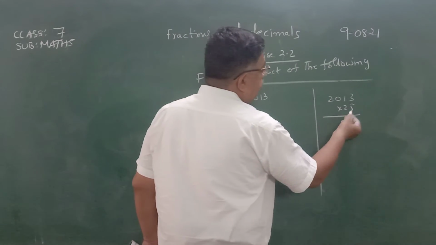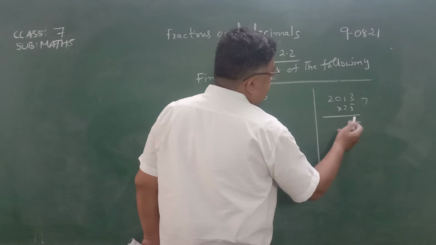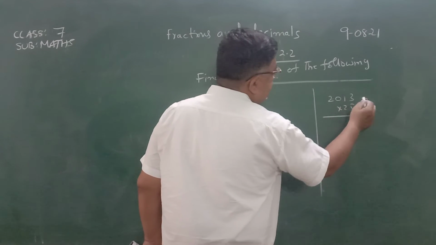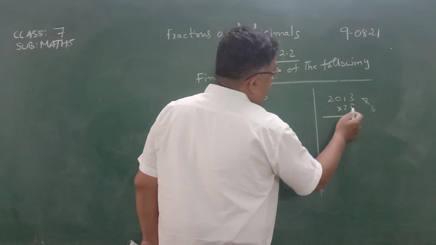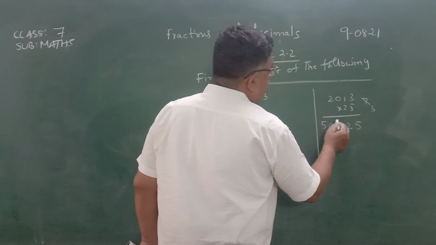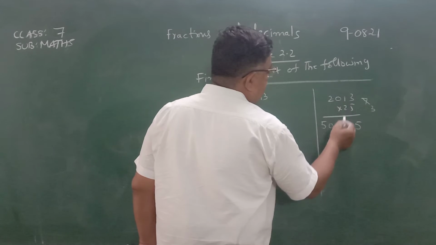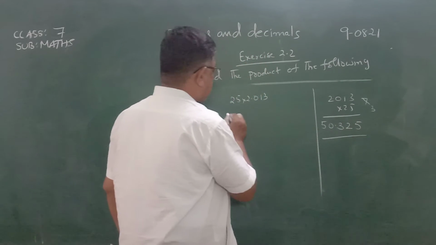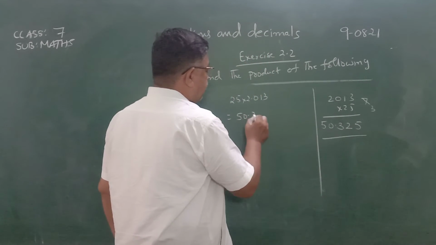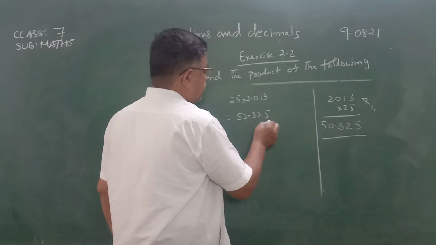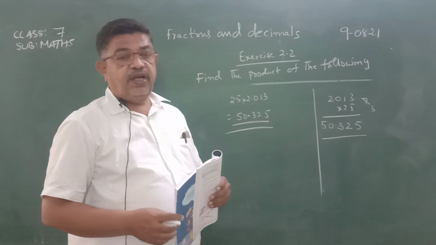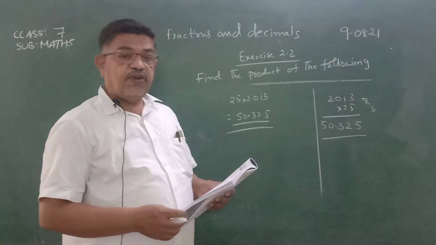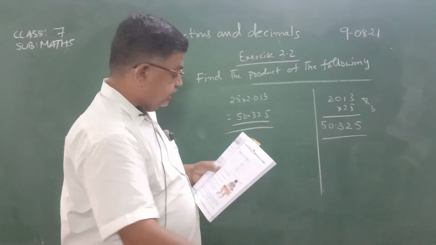25 table you know, 25 3s are 75, 25 1s are 25, 25 plus 7 is 32, 25 zeros are 0, 3, 25 2s are 50. Count 3 places, 1 2 3. So the point is 50.325, that is the product. So 2.013 is multiplied by 25 and we got the product equal to 50.325.